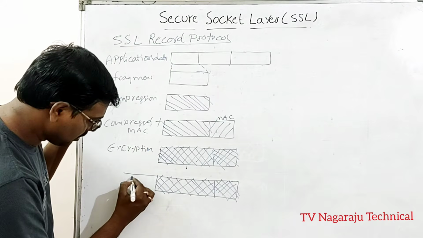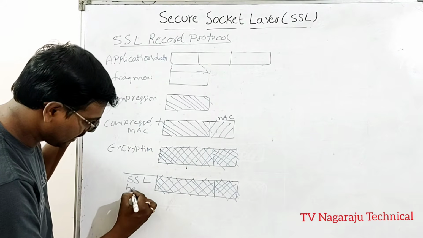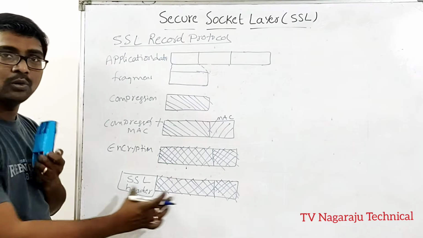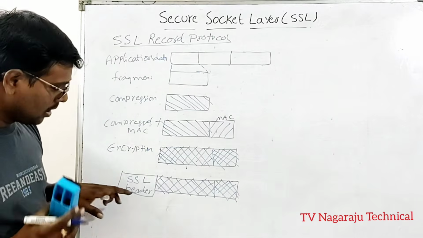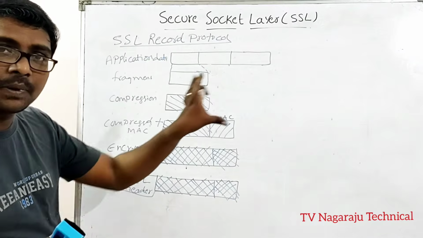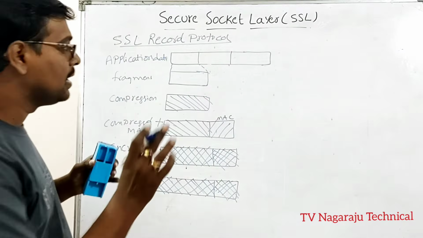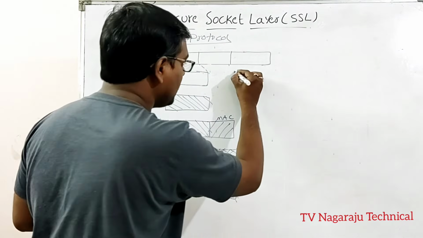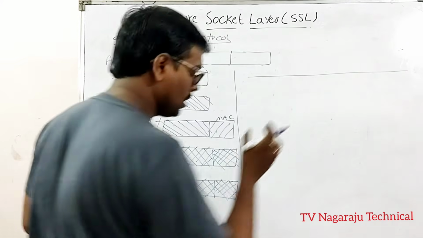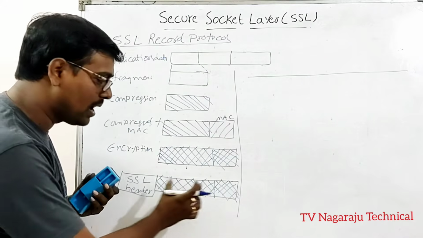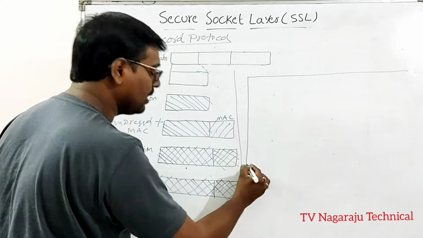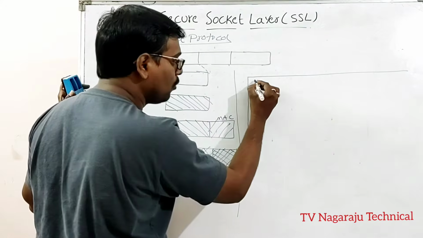So that is called SSL header. This is added to the encrypted data. Now, what does the SSL header consist of, and how is it represented in diagrammatic format? Remember, the SSL header consists of mainly 4 parts.